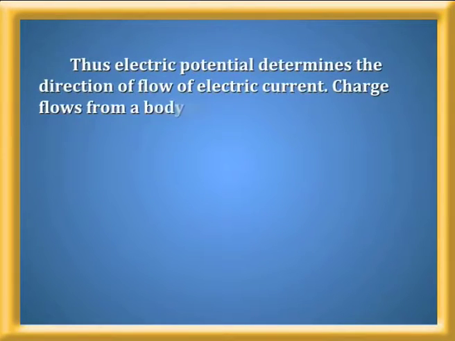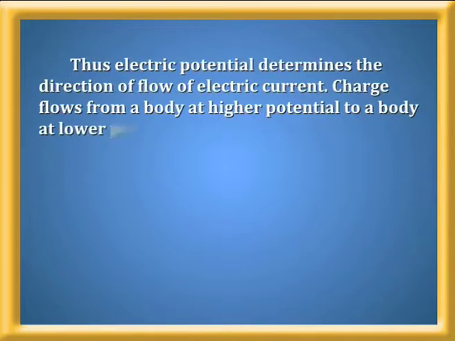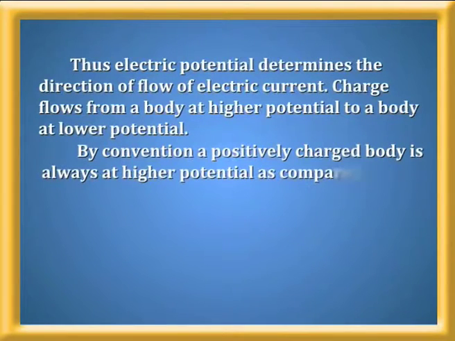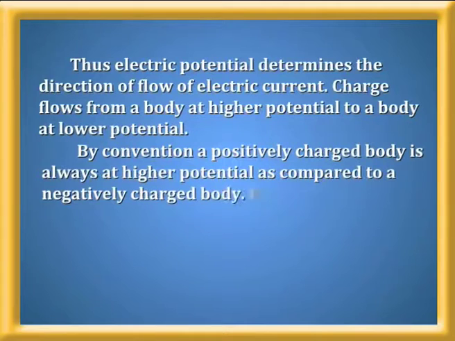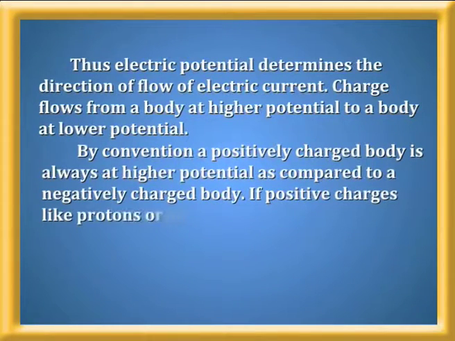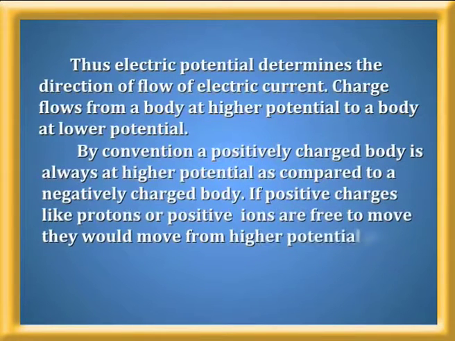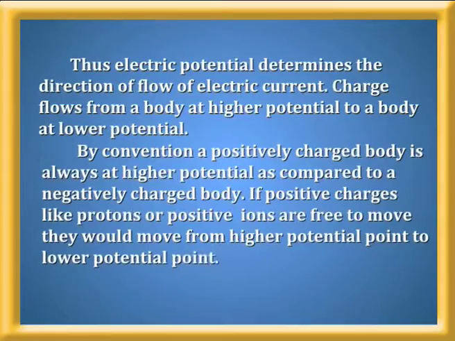Charges flow from a body at higher potential to a body at lower potential. By convention, a positively charged body is always at higher potential as compared to a negatively charged body. If positive charges like protons or positive ions are free to move, they would move from higher potential point to a lower potential point. Usually, the movement of charges implies movement of electrons. It is clear that electrons will move from a lower potential to higher potential.